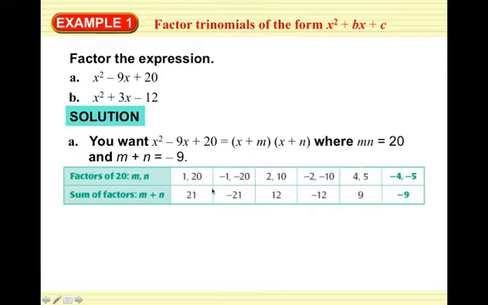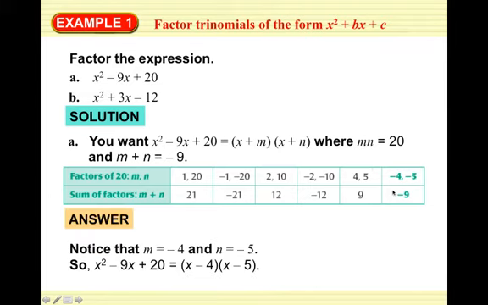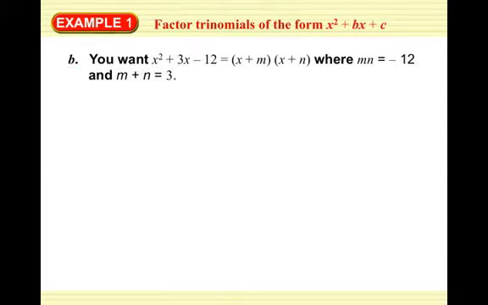1 plus 20 is 21, negative 1 plus negative 20 is negative 21, 2 plus 10 is 12, negative 2 plus negative 10 is negative 12, 4 plus 5 is positive 9, we need negative 9, negative 4 plus negative 5 does give us negative 9, so this is our m and n pair. So we're going to have x squared minus 9x plus 20 equals x minus 4 times x minus 5.